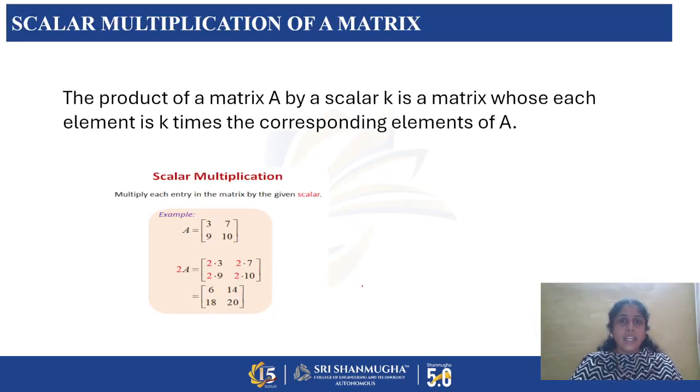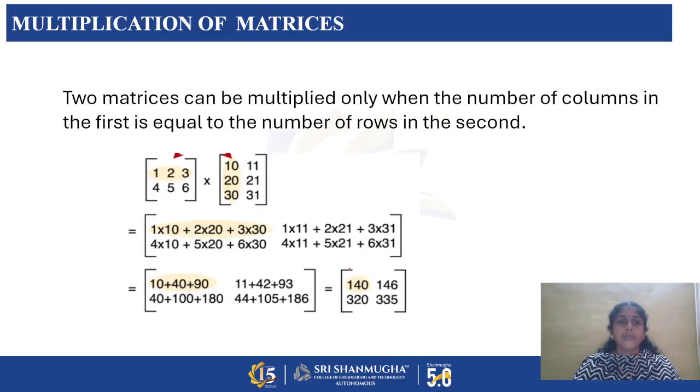Now scalar multiplication of matrices. The product of the matrix A by a scalar K is a matrix whose each element is K times the corresponding element. See, when you take this matrix A, 3, 7, 9, 10, 2 is a scalar. This is a number, a scalar. When 2 is multiplied, each element in the matrix is multiplied by 2. So I get 6, 14, 18, 20, which is the scalar multiplication of a matrix.